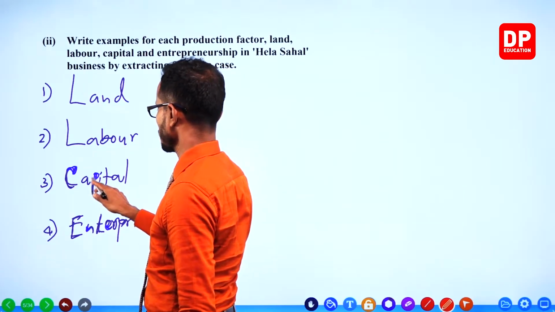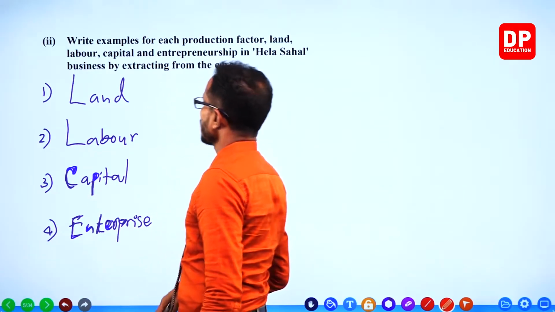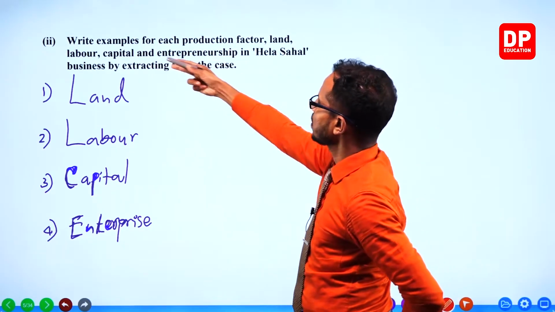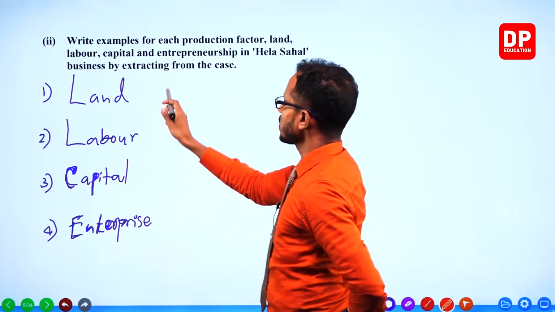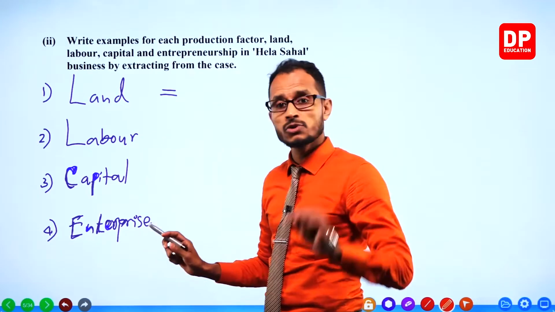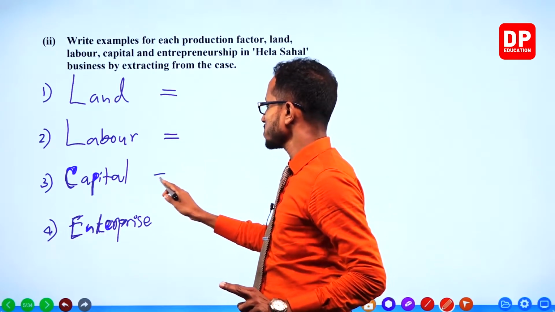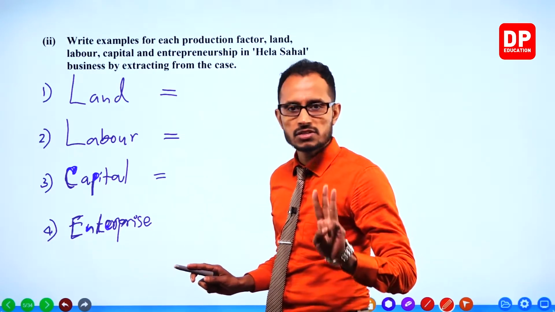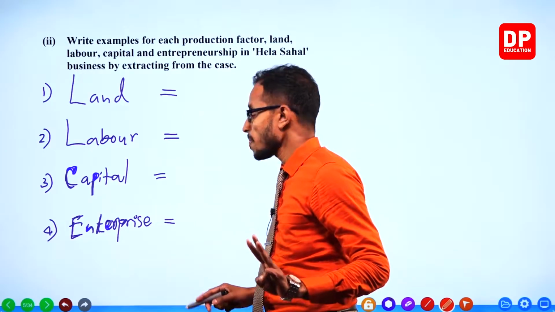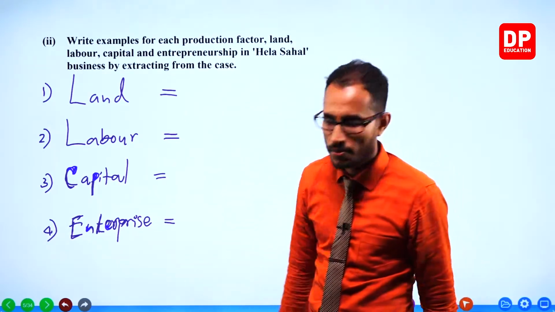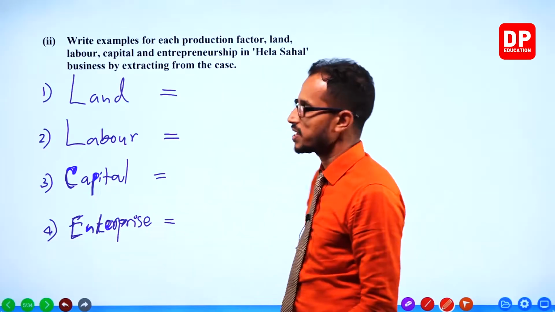Here we go. Now, examples for each production factor in Hela Sahal business. Land means the natural resources. Labor means the human resources. Capital means the artificial man-made resources. Enterprise means the person who takes the risk and starts the business, the entrepreneur. We know those things, right?